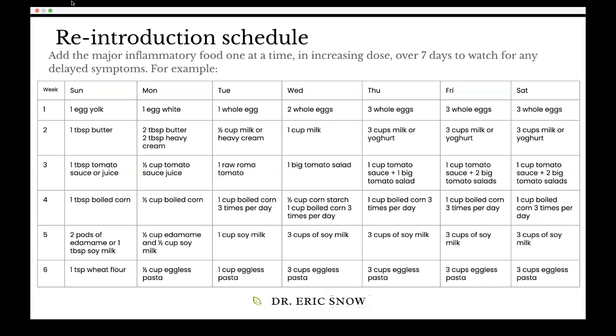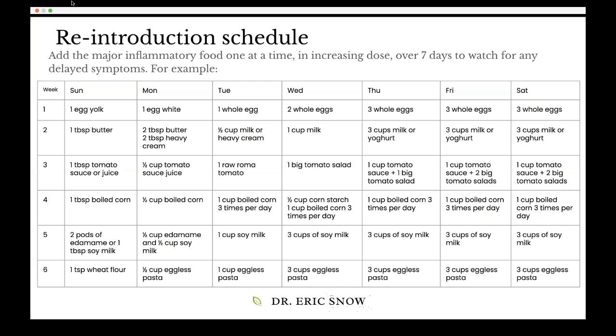And so you're going up in, if you look at the order, butter to heavy cream, it's much more saturated with dairy proteins. And so you're trying to elicit a response if your body's going to have one to this. And so then you go up from a half a cup of milk to 1 cup of milk. And then Thursday, Friday, and Saturday of that week, it's 3 cups of milk or yogurt.